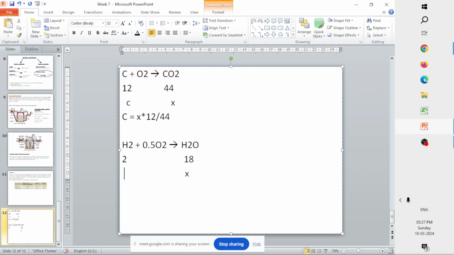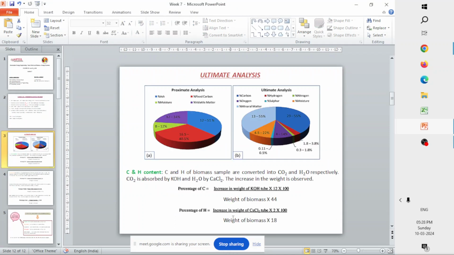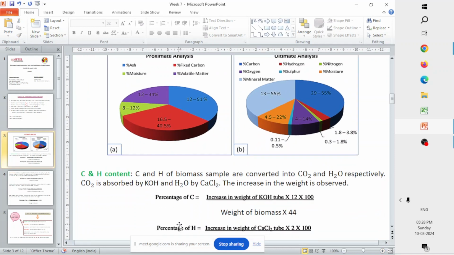Here we need to calculate how much hydrogen is going to be present in the biomass sample. So H will be equal to 2 times X, that is your increase in the weight of the CaCl2 tube, divided by 18. And to find that in the biomass sample, you divide it by the weight of biomass and multiply that by 100 to find the percentage of the hydrogen content in your sample.